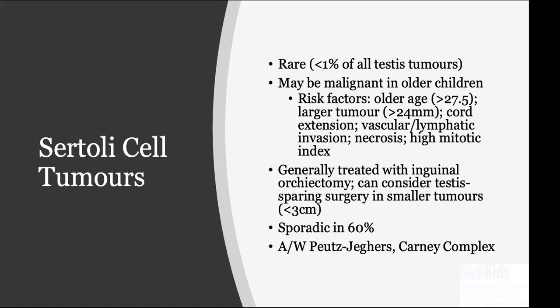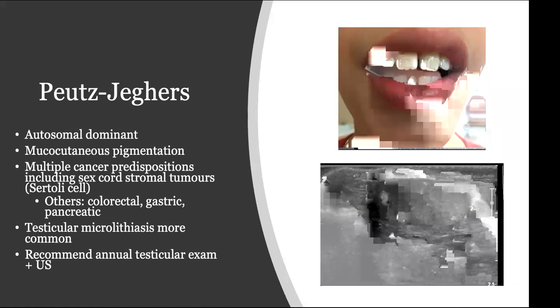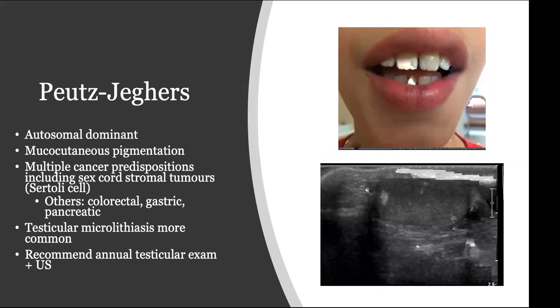Sertoli cell tumors are sporadic in about 60% of patients, but the remaining are associated with multiple neoplasia syndromes like Peutz-Jeghers and Carney complex. So I'll talk a little bit about those predisposition conditions. Peutz-Jeghers syndrome is an autosomal dominant condition. This is a patient here that shows one of the characteristic findings of mucocutaneous pigmentation or some freckling of the lip area. These patients have multiple cancer predispositions, including sex cord-stromal tumors, like Sertoli cell tumors. They're also more commonly identified to have testicular microlithiasis, and this is the testicular ultrasound of the same patient, actually. So these patients are generally followed with surveillance. They undergo annual testicular exams and ultrasounds, especially if there's concerns for microlithiasis in this setting.